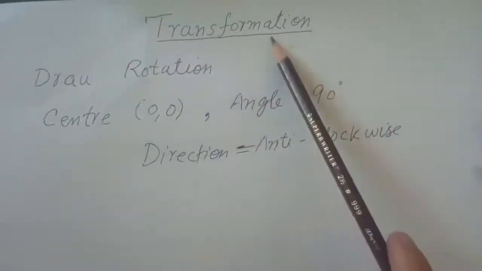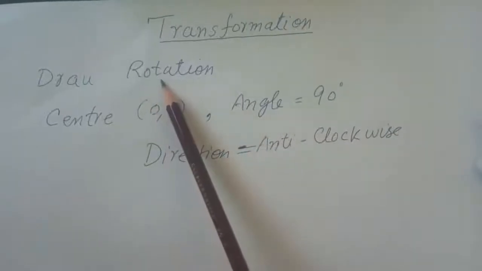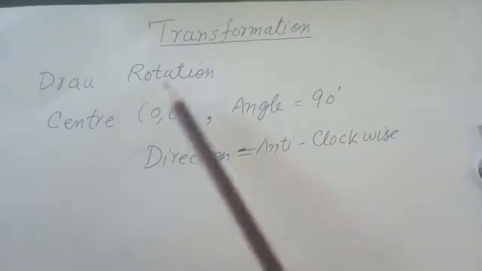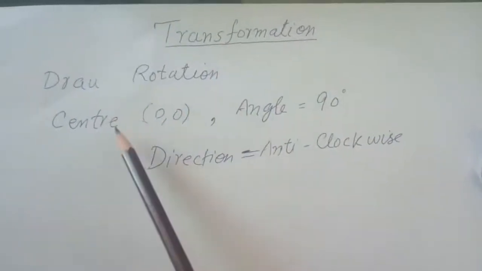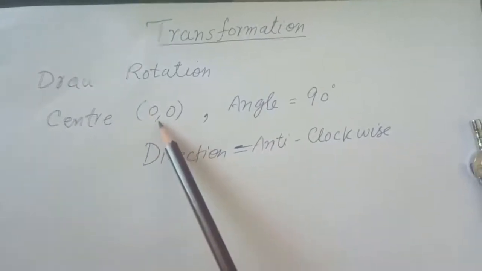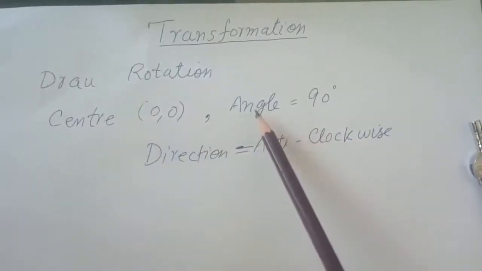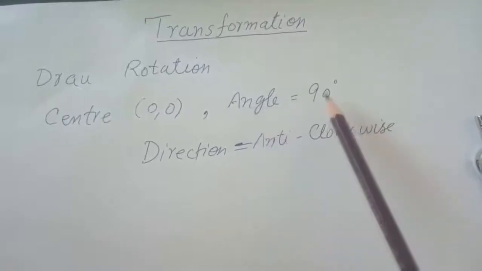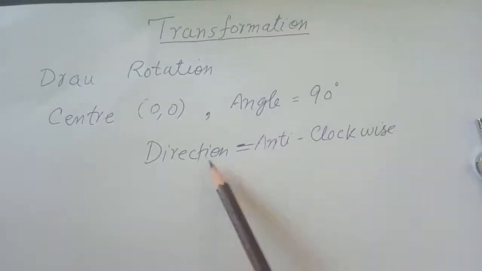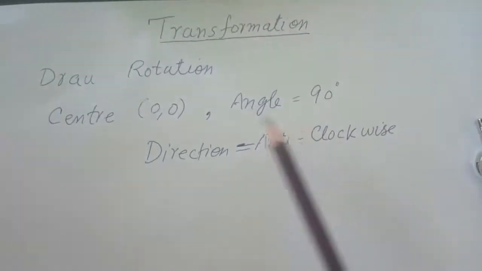This transformation is about rotation, and here we have to draw the rotation. The center of the rotation is the origin, that is (0, 0), and the angle of rotation is 90 degrees, and the direction is anti-clockwise.